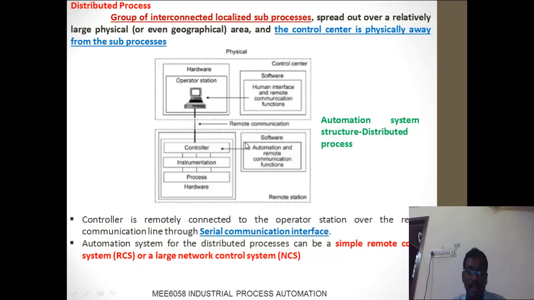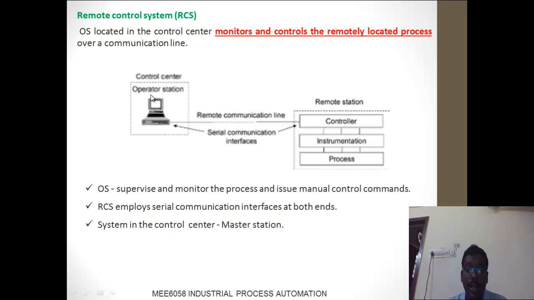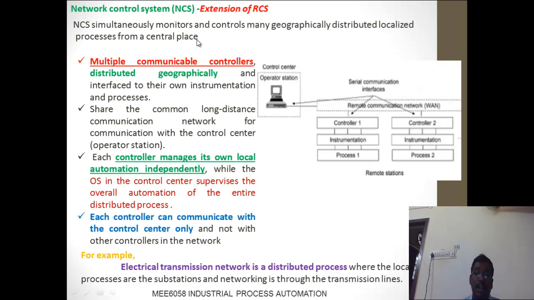Coming to network control systems: I already said there are simple remote control systems and large network control systems. In a remote control system, the operator system is common, and I have remote stations: remote station 1 in Tiruchi, remote station 2 in Madurai, remote station 3 in Coimbatore. Is it possible to control all the remote stations with a single control center? Yes, that comes under remote control systems. A network control system is an extension of remote control systems, located in different geographical areas. Is it possible to control different processes from different geographic areas from the control center? Yes, it's possible.